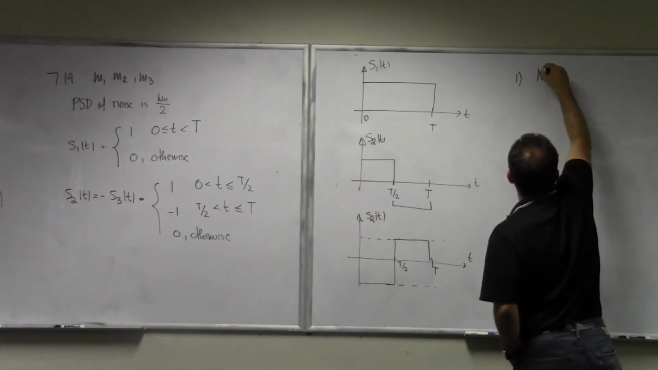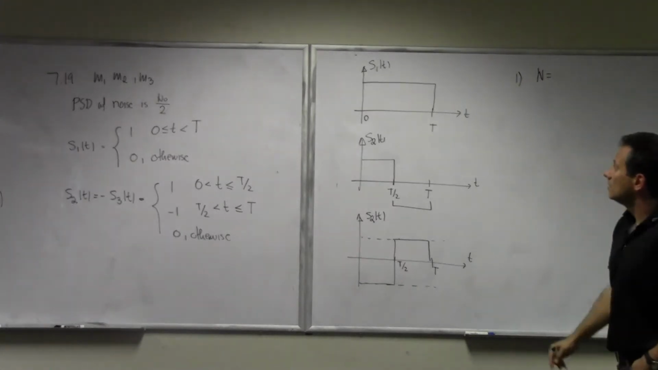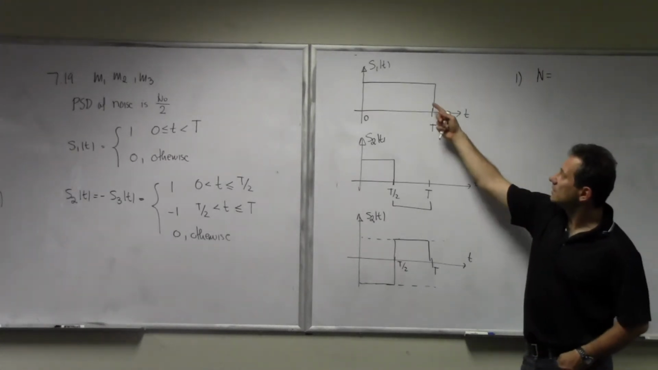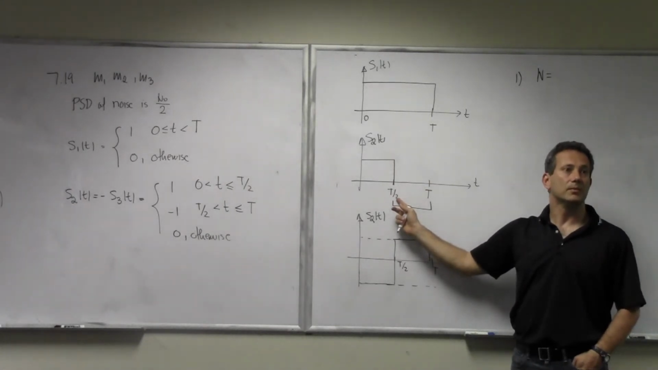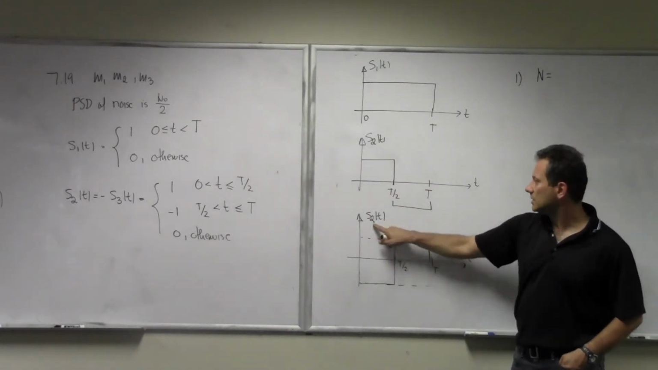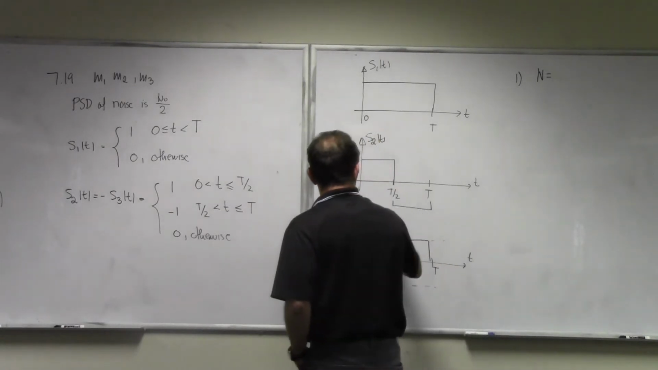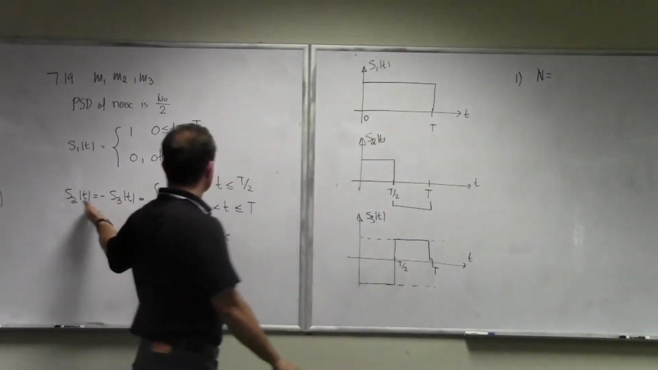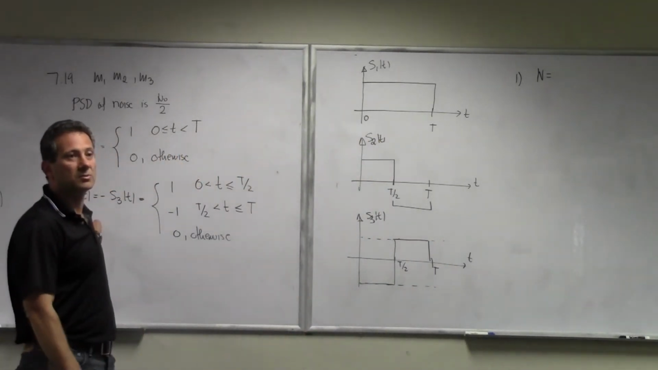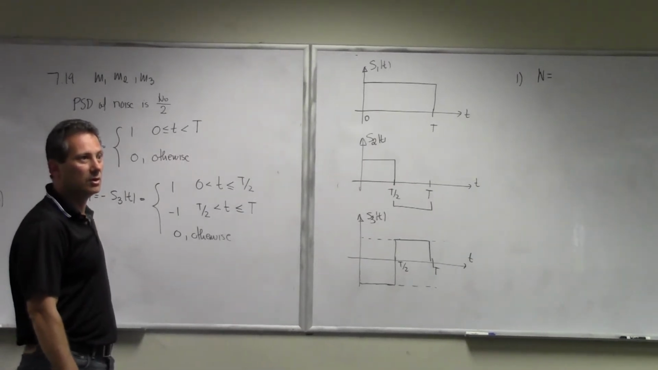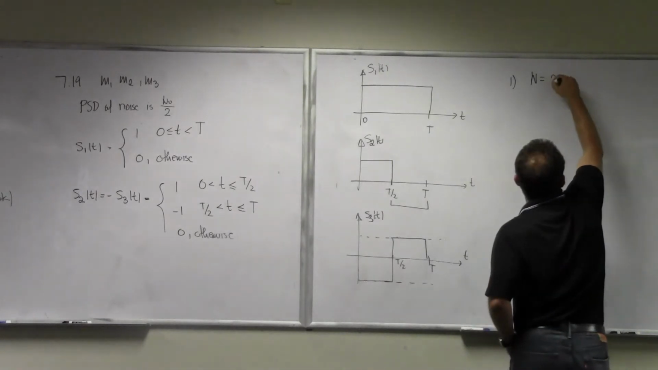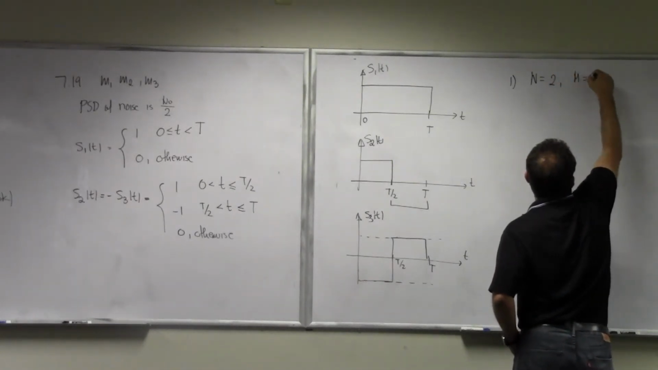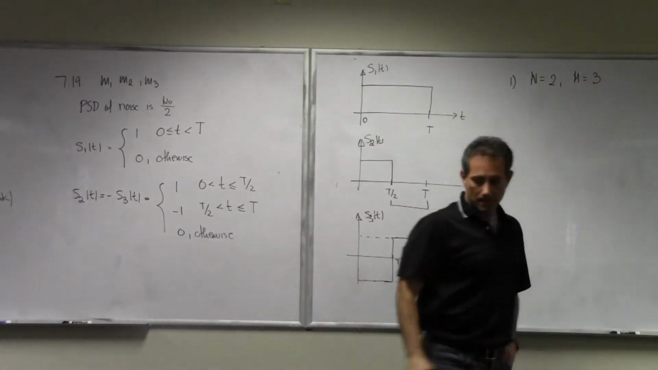What is n in this case? Well, you should see right away that S1 and S2 are orthogonal, right? So it's at least 2. And then S3 is already given as minus S2, so S3 can be expressed in terms of S2. So the dimensionality here is 2. M is equal to 3.